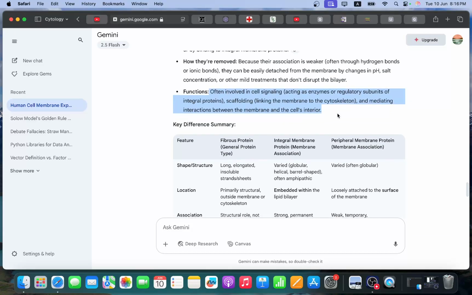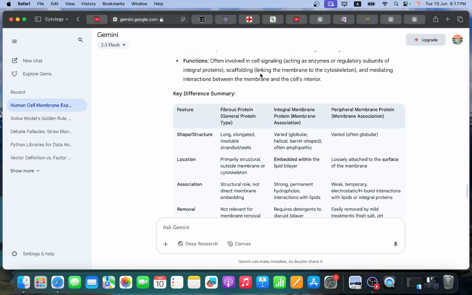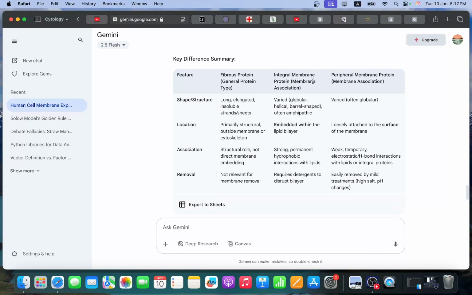The functional words, the verb words, are really interesting in your vocabulary build-up. Mediating interaction is such a great, rich phrase. Mediating, or like it mediates between the two layers or two positions or the two states, or facilitating, mediating, acting as a scaffolding, involved in signaling. These are good keywords.